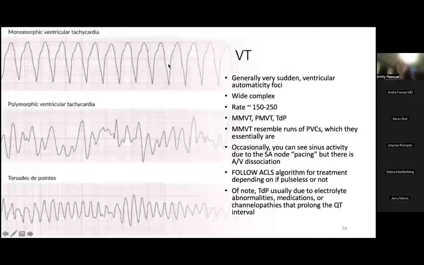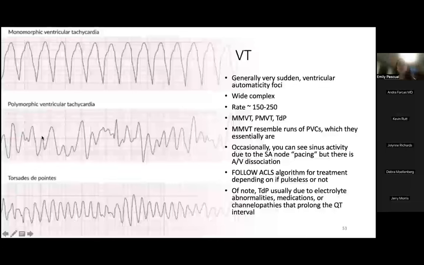This is going to be wide complex. The rate's going to be anywhere from 150 to 250. I will say 150 is a little bit on the slower side for VT, but occasionally, on our end, we see VT as slow as 100 beats per minute. So you never know. Monomorphic VT essentially resembles a run of PVCs. That's essentially what it is.